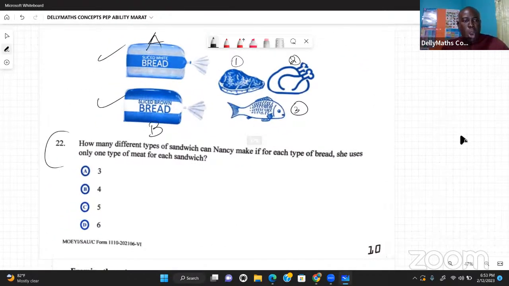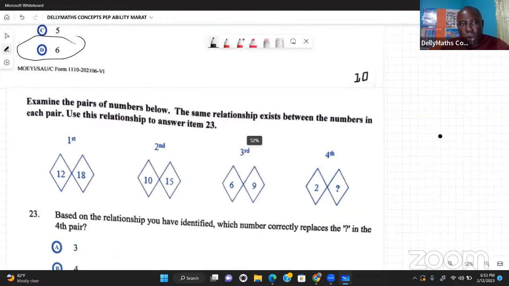So we want to make some sandwich. How many different types of sandwich can Nancy make, if for each type of bread, she used only 1 type of meat for it? In other words, she's going to put 1 in each. She's not going to double up. She's not going to put fish and chicken in 1. She's not going to do that. So basically for bread A, you can get 3 different sandwich, because you're going to put your beef in 1, the fish in 1, and chicken in 1. You can get the same 3. So overall, you only can get 6 based on how they want her to mix it. So you can get up to 6. D.